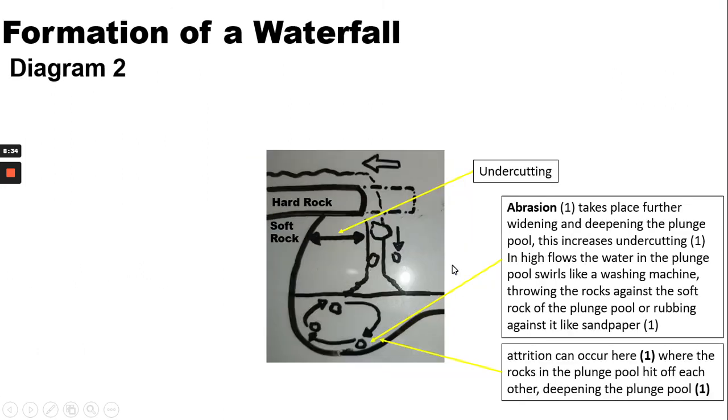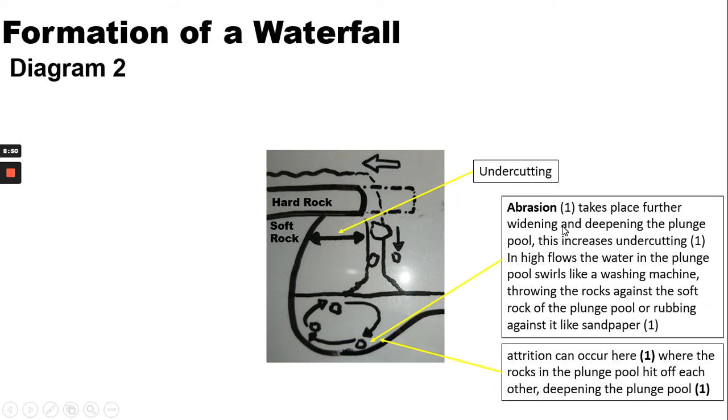Diagram 2, you can see, is a bit different. What's happened is the old position of the rock sticking out is in the dotted line here. We've still got hard rock and soft rock. This area here shows undercutting. So this hard rock's been undercut.